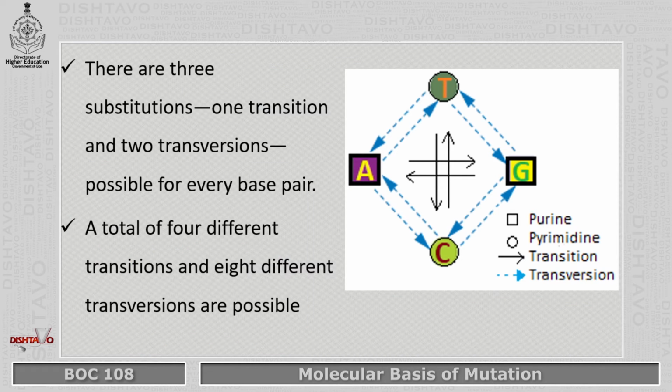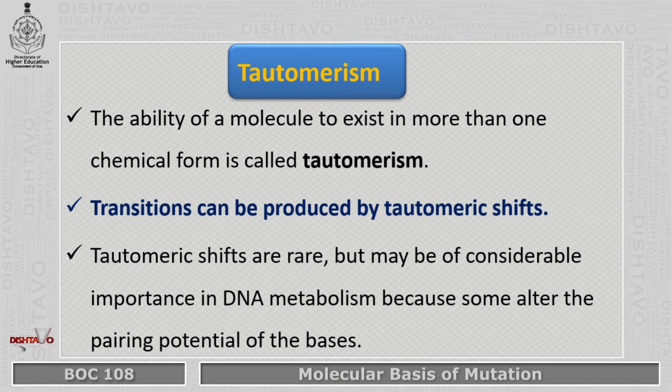There are three substitutions, as shown in the figure: 1 transition and 2 transversions possible for every base pair. A total of 4 different transitions and 8 different transversions are possible. Transitions are very common. They are more common as compared to transversions, and often tautomeric shifts are responsible for transitions.